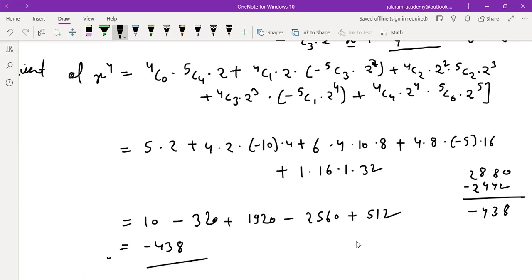Check the calculation once, okay? And then find the answer. Is that clear to you?